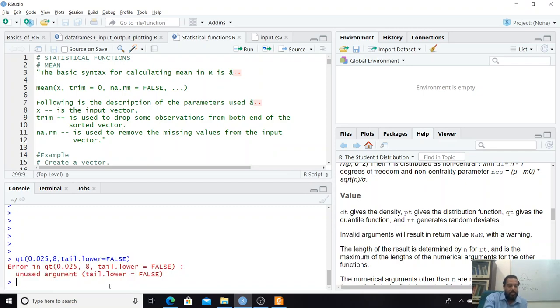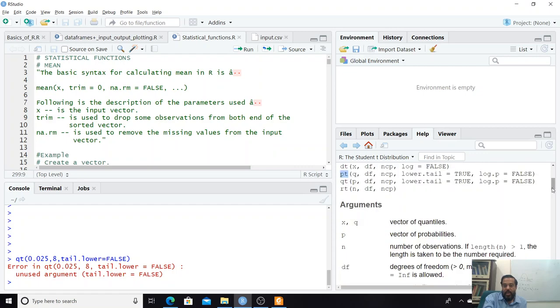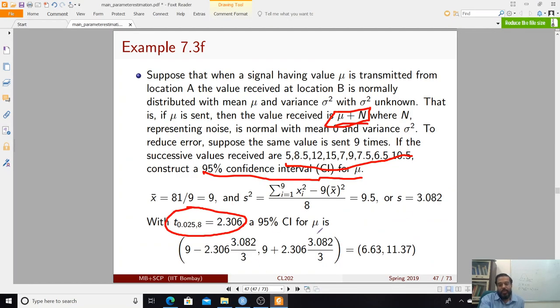Okay, there is some error. I'm assuming I've used this correctly, QT. Have I made some error somewhere? So P is 0.025, and I want to say lower tail is equal to false, and it's 2.3. Okay, so you can see it is 2.306.